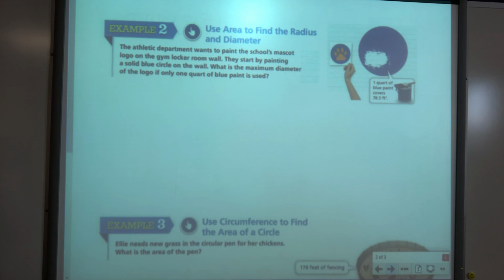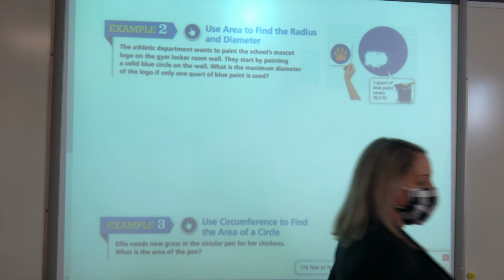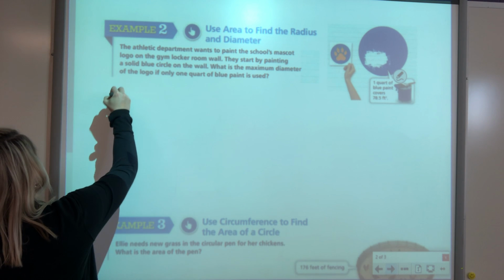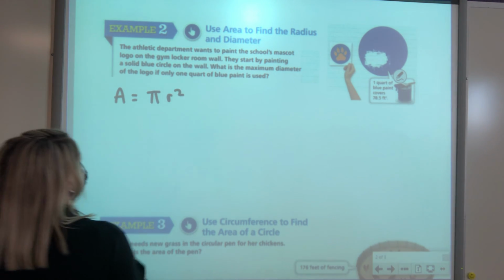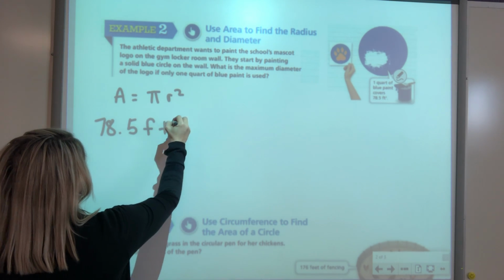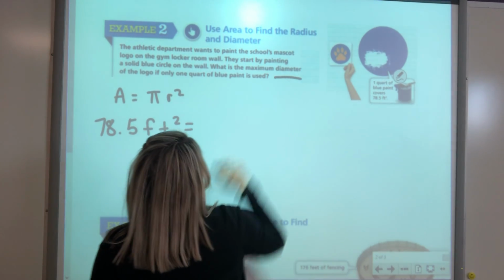The athletic department wants to paint the school's mascot logo on the gym locker room wall. They start by painting a solid blue circle on the wall. What is the maximum diameter of the logo if only 1 quart of blue paint is used? So, what information did they give you? Tucker? How much 1 quart of blue paint covers. So they give you what term? They give you the area. So if we're using area equals pi r squared, they're giving you the area, which is 78.5 feet squared, and they want to know the maximum diameter.